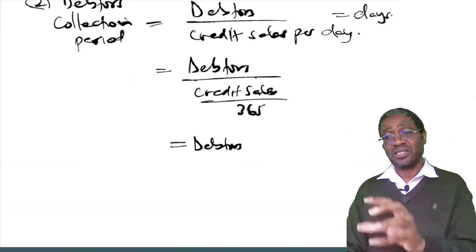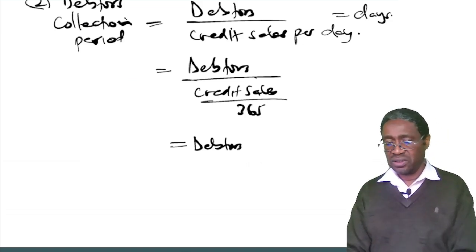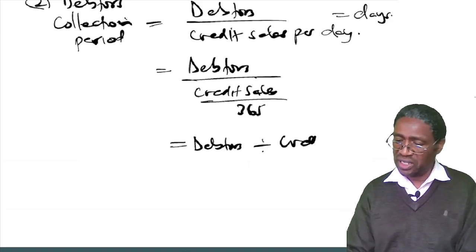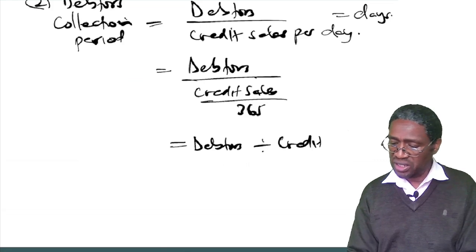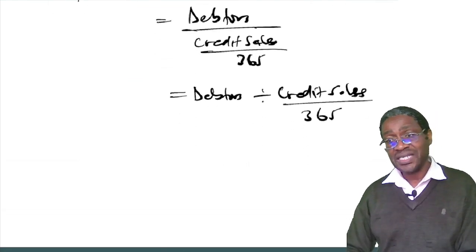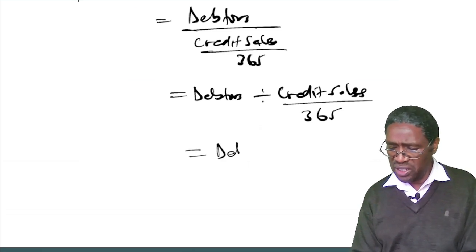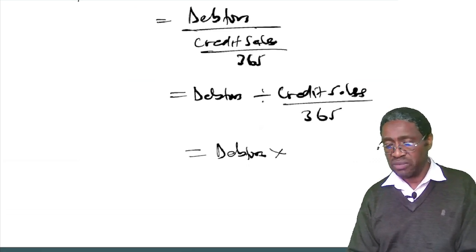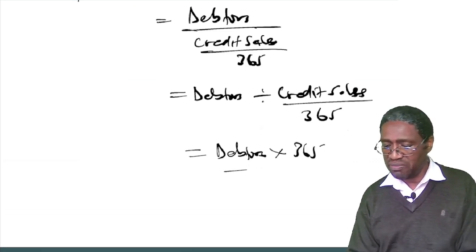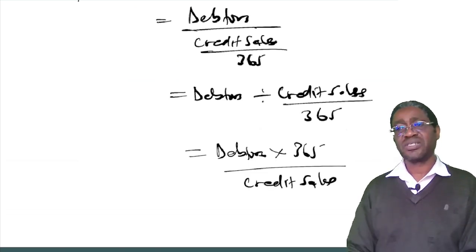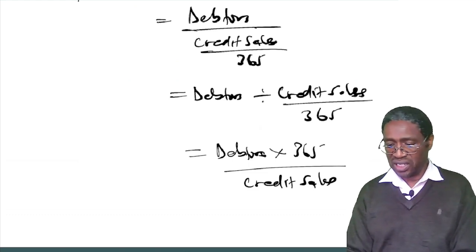Remember, I've taken 365. It is the same as saying divide by credit sales. Don't write, I just want to derive something here. The same as credit sales. I've told you divide by what? 365. This formula can still be expressed mathematically as debtors times 365, and you divide that by credit sales. That's another way you can express it.